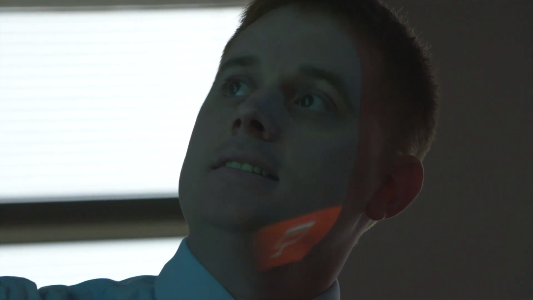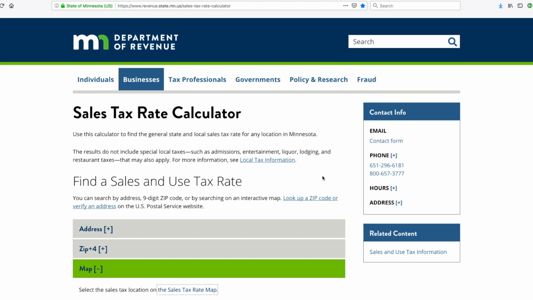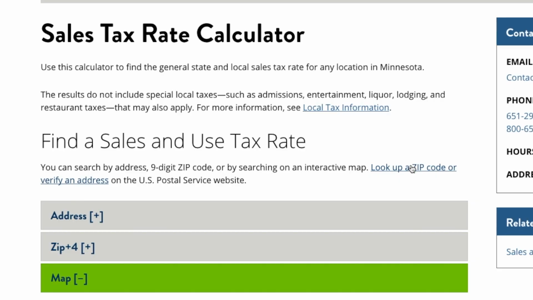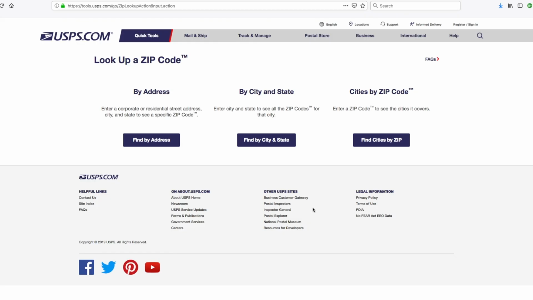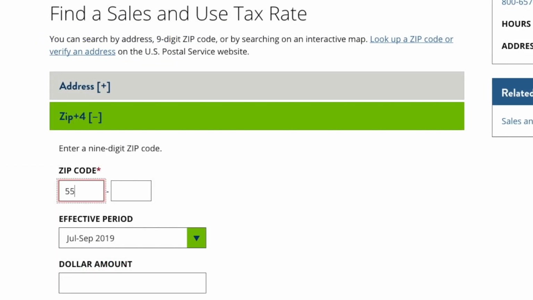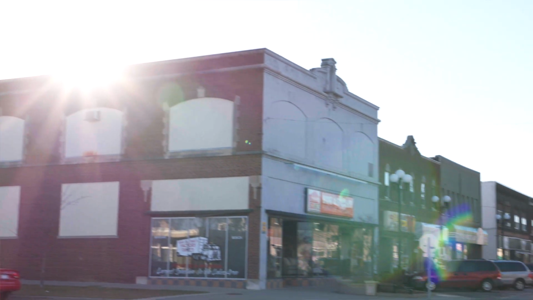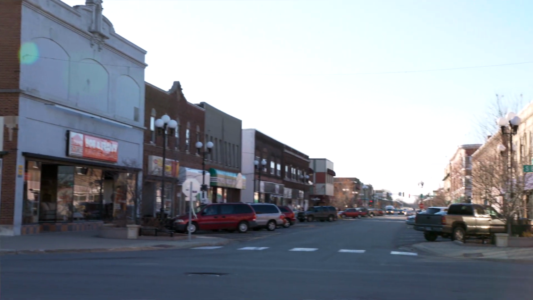Our old tool, the sales tax rate calculator, relies on 9-digit zip codes. Most taxpayers don't know that 9-digit zip code, so we offered a link to the United States Postal Service that they can type in their address to get that 9-digit zip code. Then they had to turn around and come back to our website to type that into the calculator to get their correct tax rate.